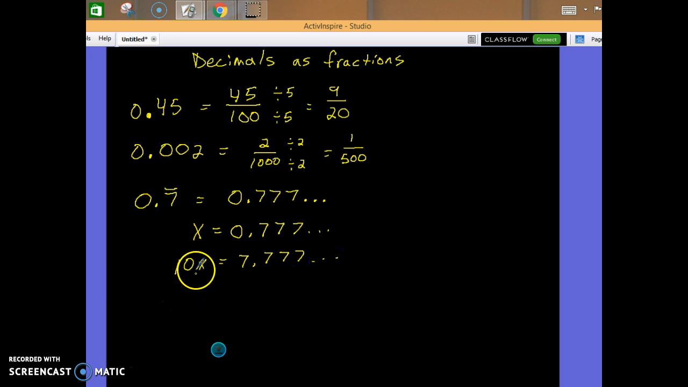Then we do 10x minus 1x, which is 7.777 minus 0.777. So all of this cancels out. This cancels, this cancels, this cancels, and it cancels on and on forever. So now we have 10 minus 1, which is 9. So we have 9x equals 7.